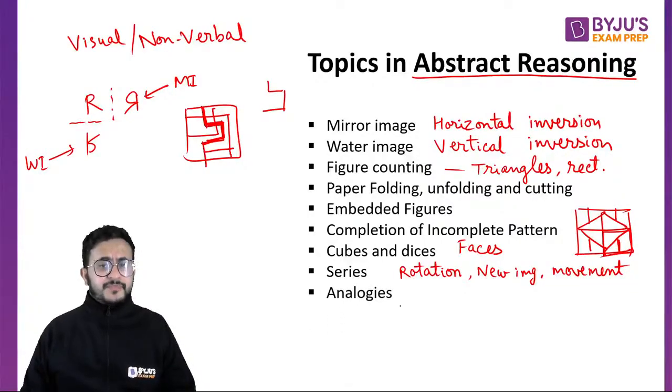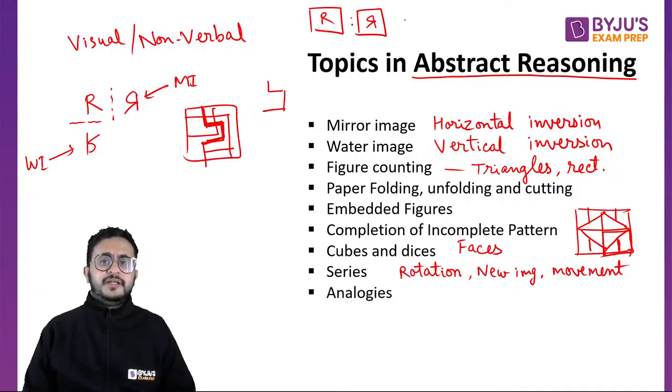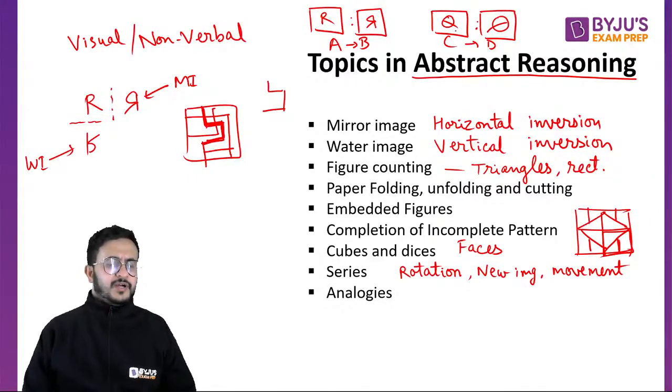Then analogies. What are analogies? Analogies means that, let us say, if I say this is a mirror image and I give you another figure, that should have the same relation. So if I say Q, you will say that the response will be this. So they give you A is to B, the relation between A and B is given, and one of the figures will be missing in this. You have to fill that relation. So that is analogies using images.